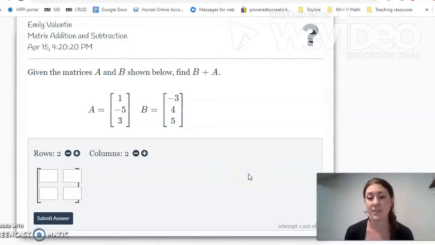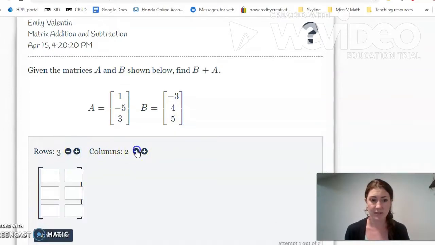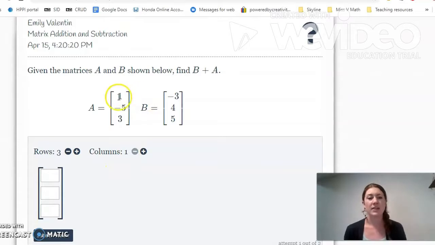Great, now looking at some matrix addition and subtraction. First thing I notice, I have 3 rows and 1 column in both of these matrices. So my answer should have the same dimensions, the same order. So I'm going to change that down there. All right, now all I'm doing is adding elements that are in the same location. So A11, or the first column and first row.